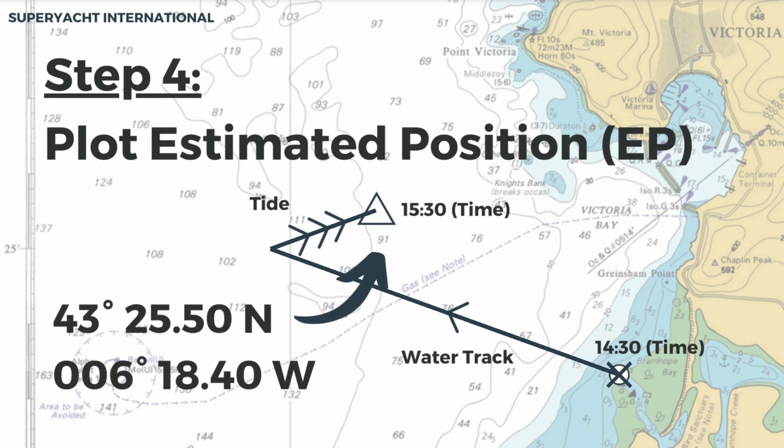Step 4. Plot the estimated position. The final position after the water track and tide have been calculated is your estimated position. Label this with a triangle and note the time.